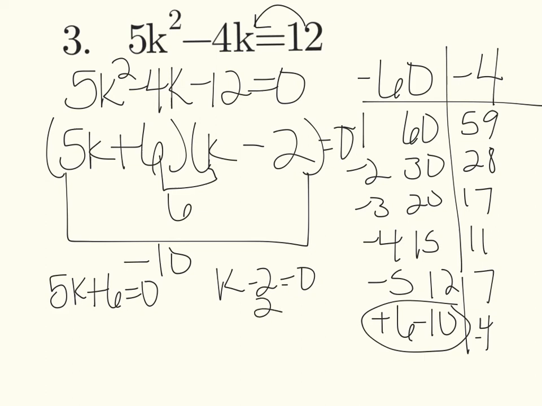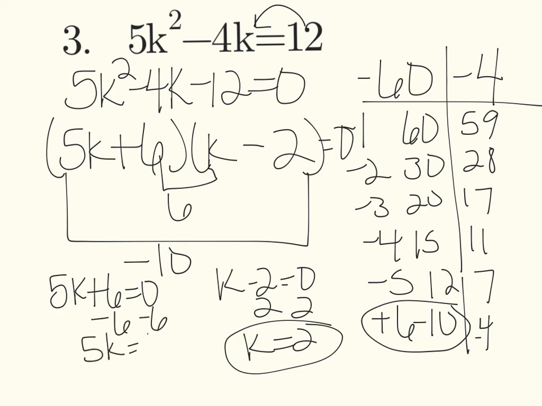This is the easy one. I'm going to go ahead and do that one. So k equals 2 is one solution. This one I have to separate, and then I have to divide by 5. So I get k equals -6 over 5. And those are my two answers.